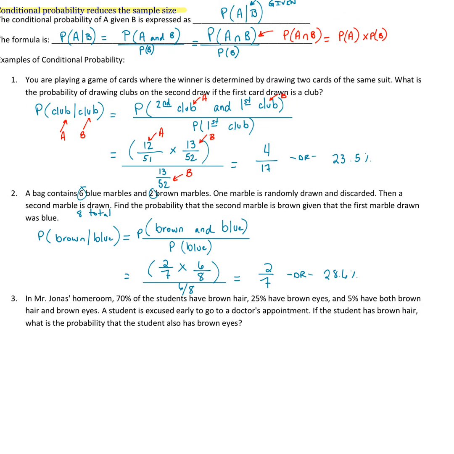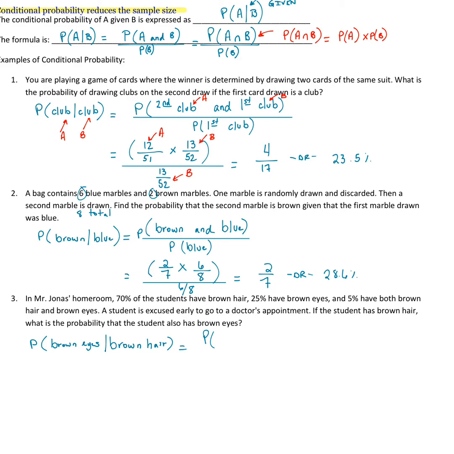Okay, so when we look at Mrs. Jonas's homeroom, again, they want brown hair given they've got... backtrack, read the question, Coach O. If the student has brown hair, what is the probability that they have brown eyes? So brown eyes goes first because they're saying that our given is brown hair. Okay? So it's the probability that both are true.